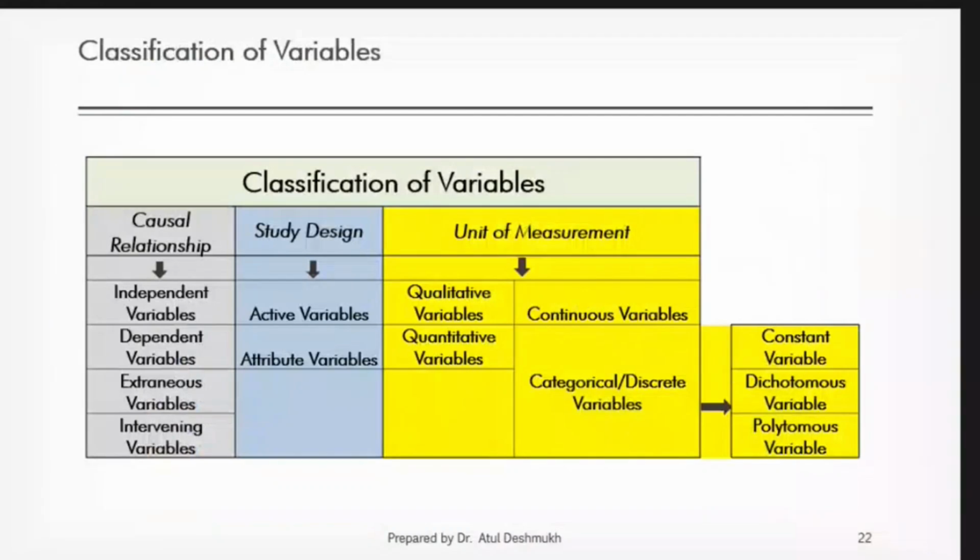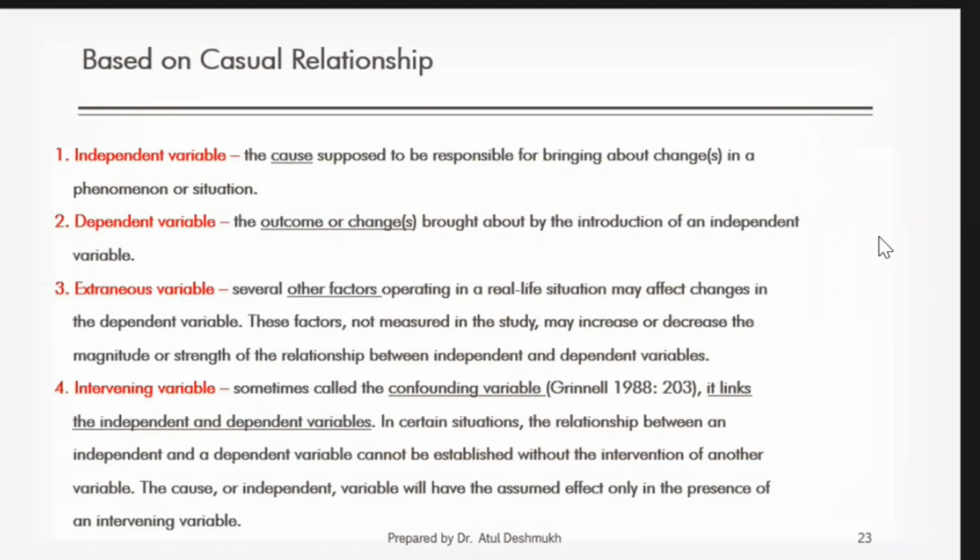So this is the classification of variables that was discussed in the previous lecture. First, based on causal relationship, we have four types of variables: independent variable, dependent variable, extraneous variable, and intervening variable. Independent variable is always the cause which is responsible for bringing about change.